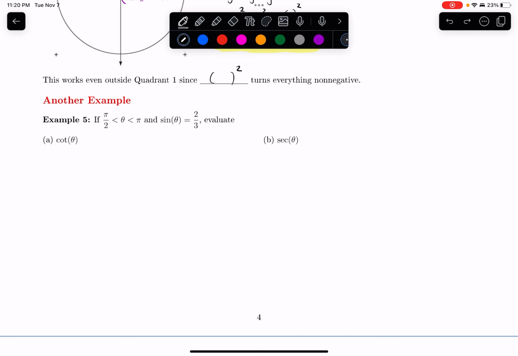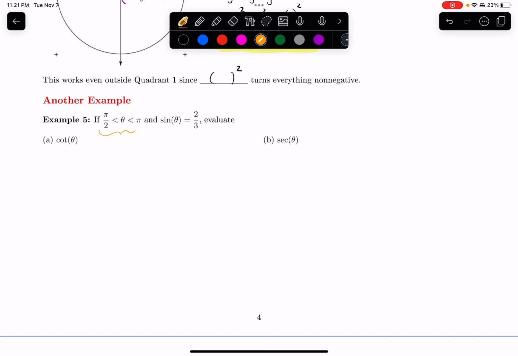Let's take a look at an example problem now. This problem says that if theta is in between pi over 2 and pi, and if sine of theta is 2 over 3, I want to evaluate in part A cotangent of theta, and in part B secant of theta.